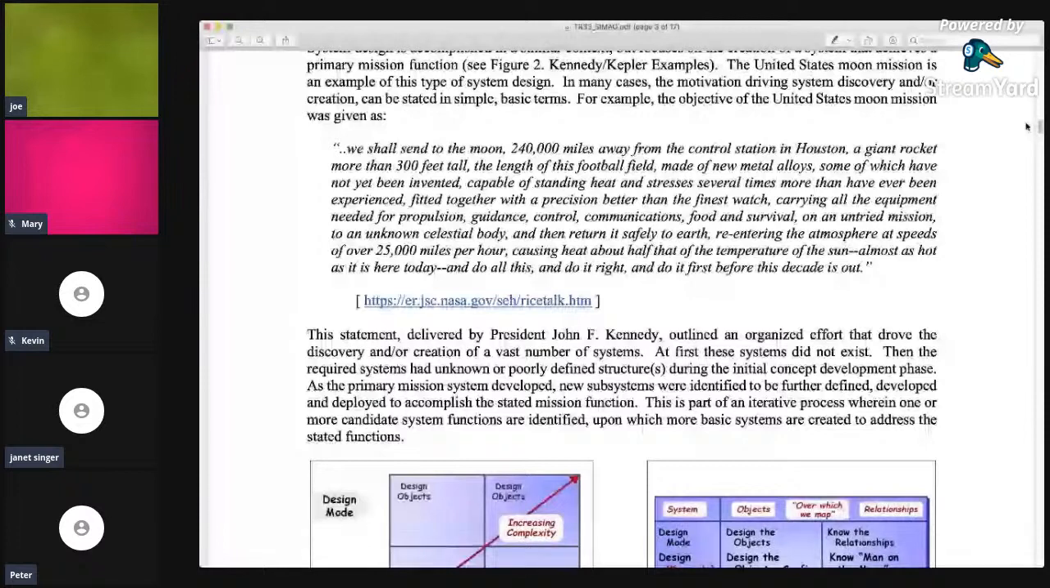That's how things have changed since the 60s, right? So you've got all these other, just what's the mission? Boom. Clearly state the mission. What is it? When does it have to be done?